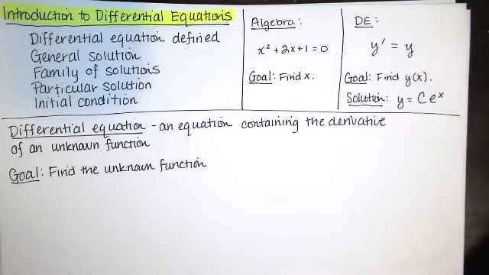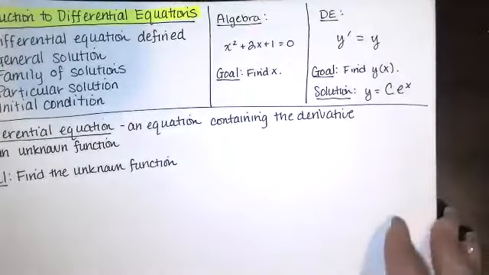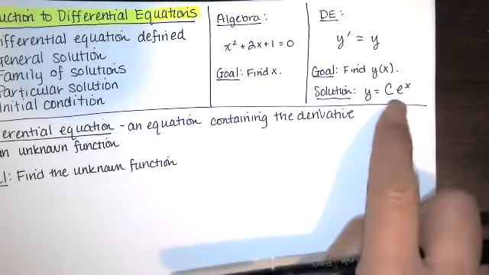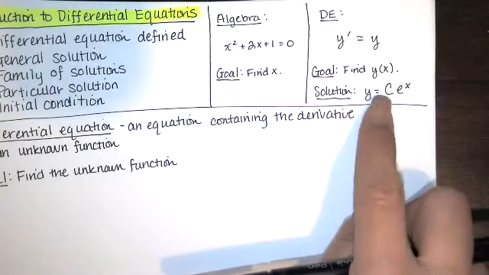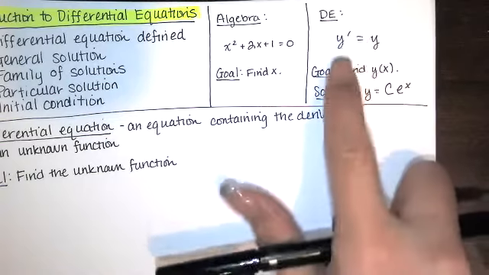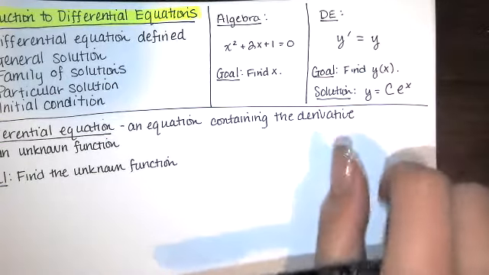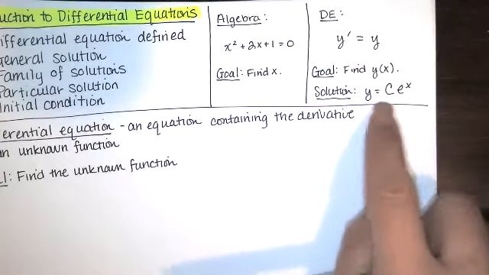But it turns out there's actually a family of solutions to the differential equation. If I take the derivative of a constant times e to the x, for any constant, no matter what that constant is, the derivative of a constant times e to the x is going to give me a constant times e to the x back. So the solution of this differential equation is this function.